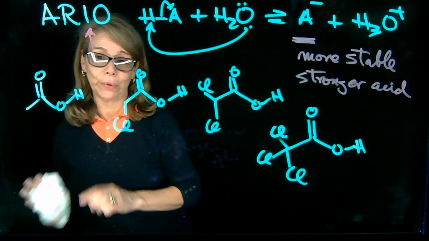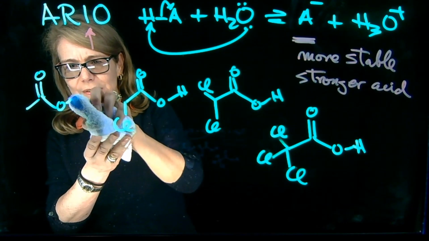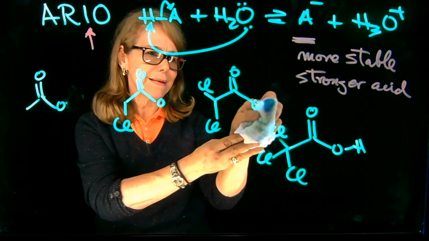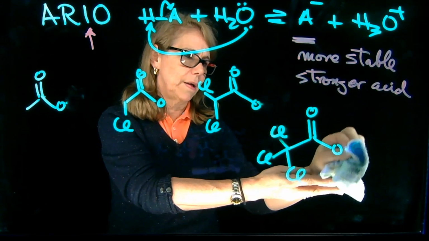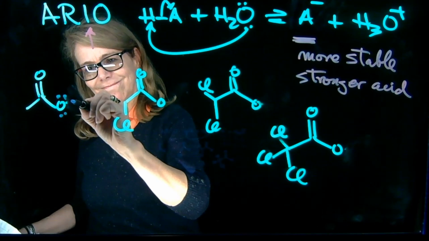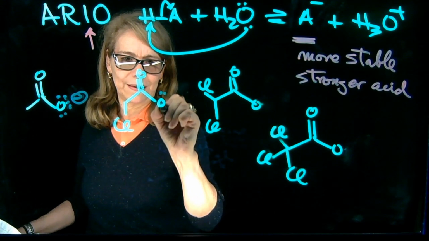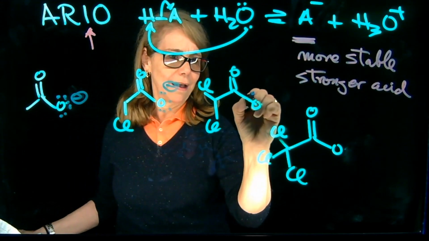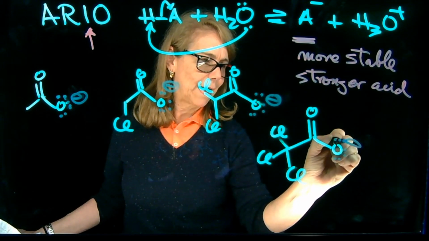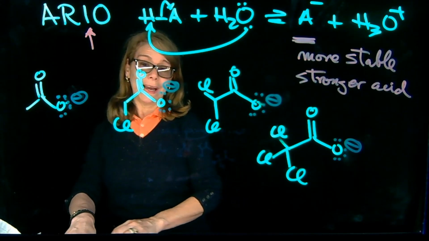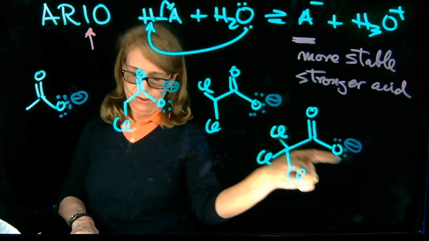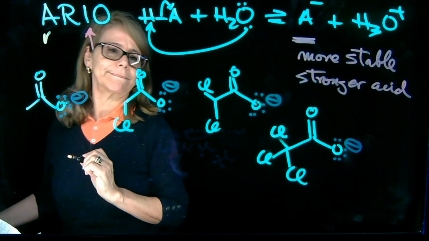So what I'm doing now is removing that proton. In doing so, I am forming the conjugate bases. So this is what I have, and now I'm going to draw all my electrons here. That's acetate. Now I have chloroacetate, dichloroacetate, and trichloroacetate. Okay, what I see here, applying ARIO now, is that the negative charge is on an oxygen in all those structures. So same in all of those.